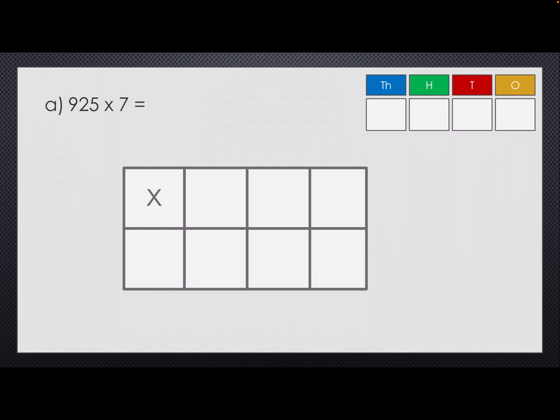So we've just been doing the grid method. In the grid method, we would actually have to partition this number here into 900, 20, and 5. We would times it by 7. Then I normally start with the ones number. I do this for reasons that will become important in later methods, but it's a good habit to get into. So I do 7 times 5, 35.